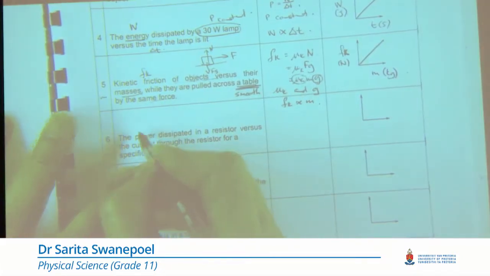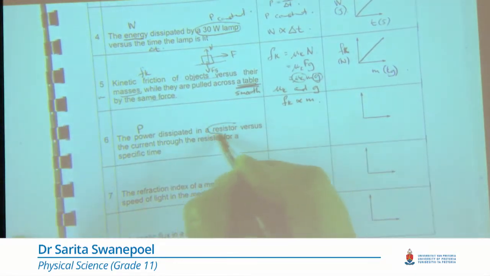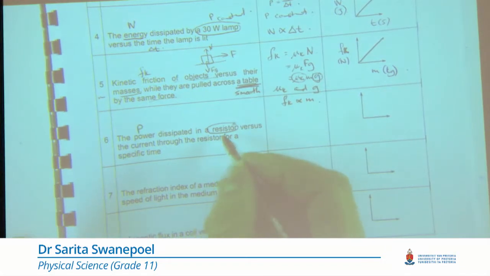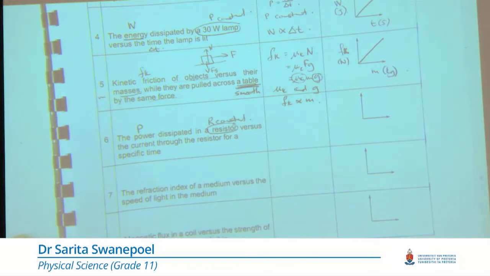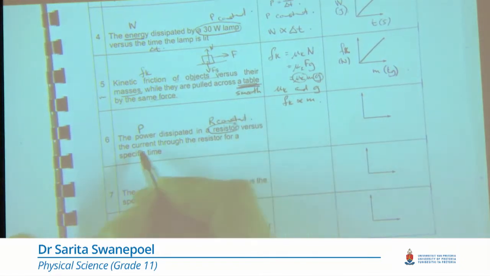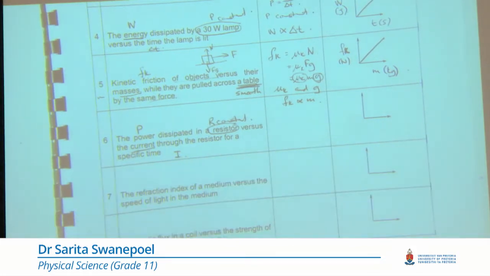They want the power dissipated in a resistor. What does a resistor tell you? Now we're looking at an R that is constant. It's always the same resistor they're using, right? So R is a constant, and that is versus current. So the other one is I. Okay, draw that one.